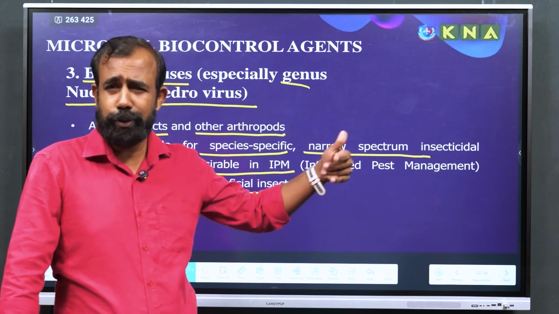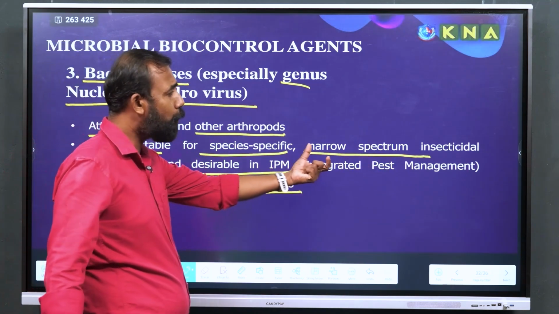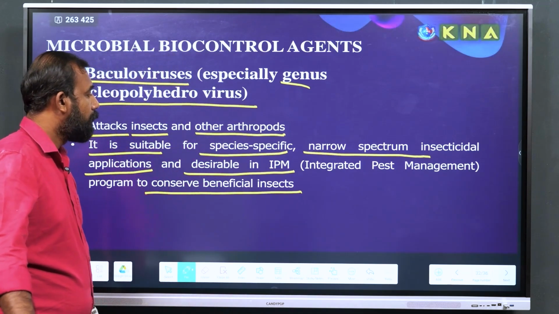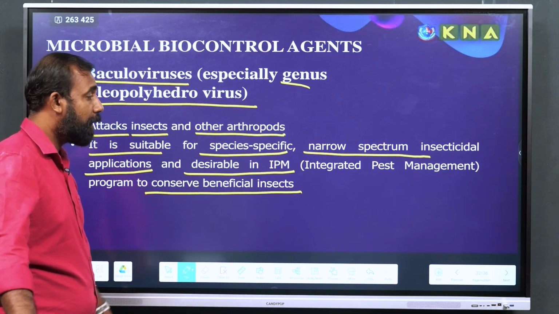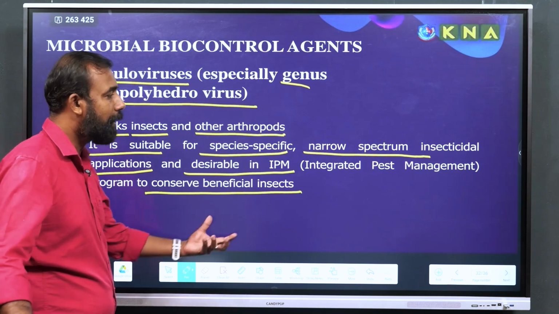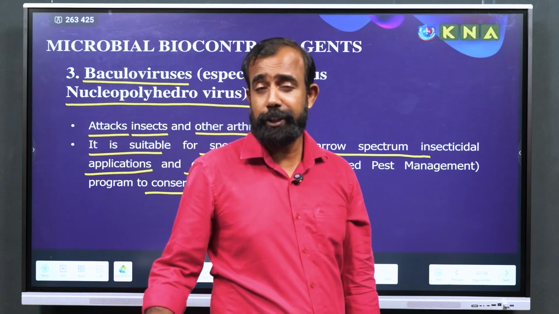Okay, they will not attack the useful microbes. So they are species-specific and they have a narrow spectrum of insecticidal applications, and are desirable in IPM, integrated pest management, to conserve beneficial insects. So these are the important microbes used as biocontrol agents.